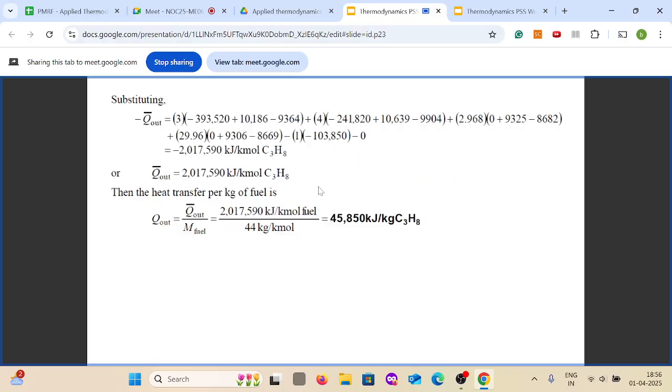So that's how the expression will look like, and substituting the values you get Q out as minus 2017590 kilojoule per kilomole of propane. So to convert it into per kg, we divide it by your molar mass. So divided by 44 will give you 45,850 kilojoule per kg of propane.